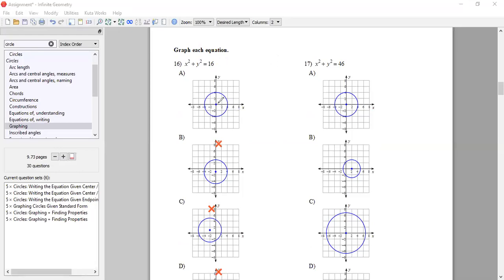Does this make sense? 2, 4. Yes, this is a circle with radius 4. Okay? Now the other one, square root of 46, that's not an even number. So your radius is probably not an even number. That's the radius squared. But again, we're at the origin.